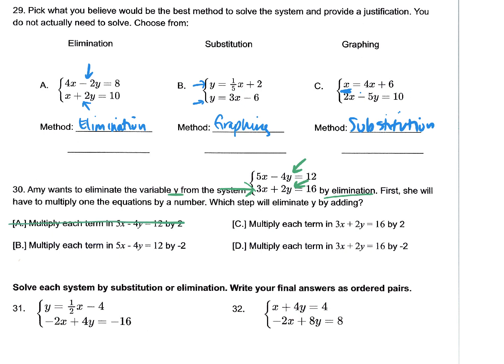options A and B because we're not going to change those. We're just going to change the second equation. And in that case, we're going to multiply by a +2. The reason we would multiply by a +2 is we would end up with a -4y and a +4y. And those two things, if you added straight down, they would eliminate from each other. So answer choice C is what we're looking for here.